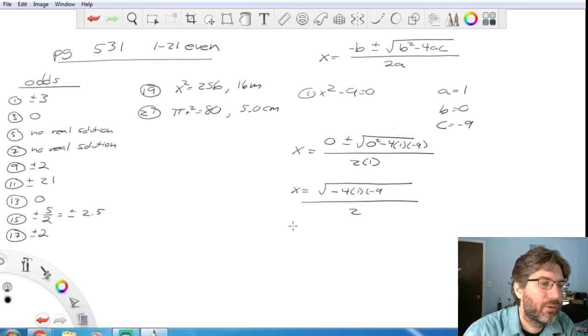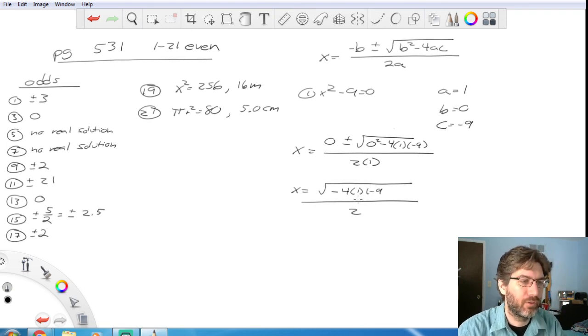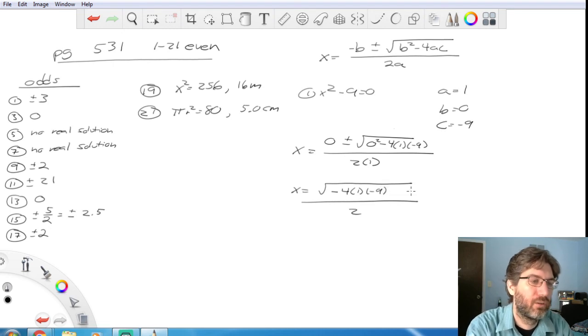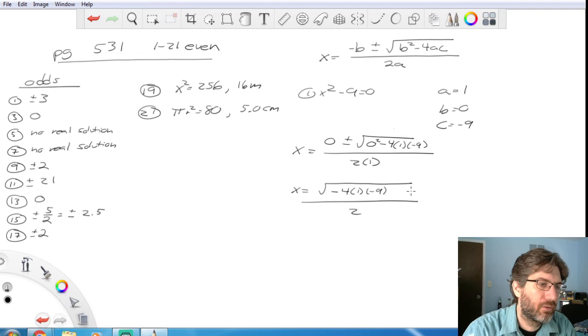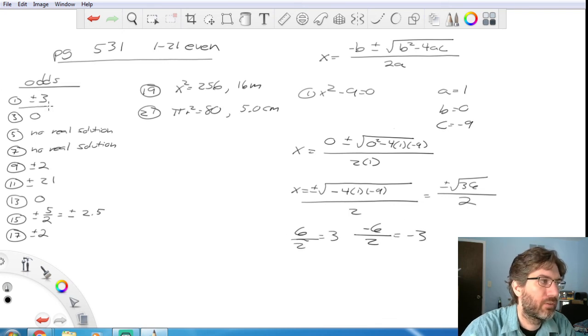You can combine this part. -4 times 1 is, sorry, that's a -9. That's what, 36? Yes, this is plus or minus the square root of 36, divided by 2. And you know the square root of 36 is where it's going to break off. You're going to get 6 and -6, each divided by 2. And you'll note that each of these equals 3 and -3, which is what your answer is for 1.